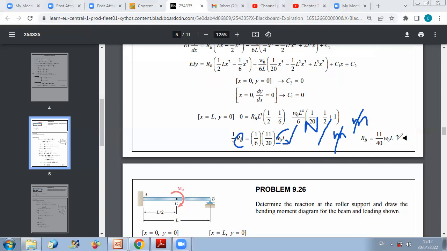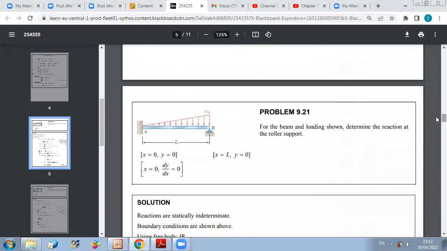And once you get RB, if they want all reactions, AX, AY, MA also, all you have to do now is to go back to your initial figure and say, let me apply the statics relations. I can write 3 statics relations. Sum of X equals 0, sum of Y equals 0, sum of moments equals 0 to get my unknowns at A. But here, no need to do this because they just asked for the reaction at the roller.